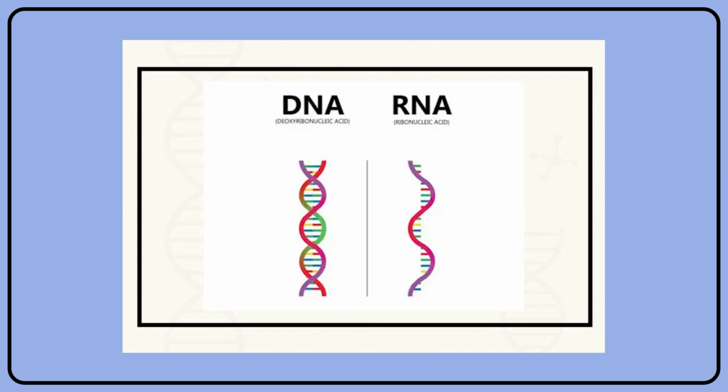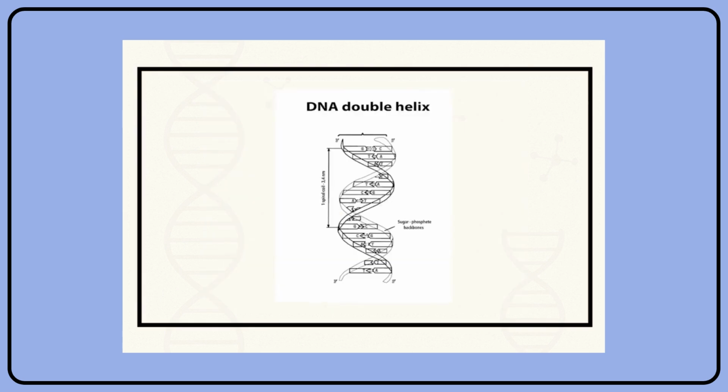Then we will talk about DNA and RNA, which are the molecules of life. DNA, or deoxyribonucleic acid, is the master instruction manual for all living organisms. It's a very long molecule shaped like a twisted ladder known as a double helix. As you can see in the picture, the DNA double helix contains some main units. What makes up this ladder? DNA is a polymer, a long chain made of repeating units called nucleotides.